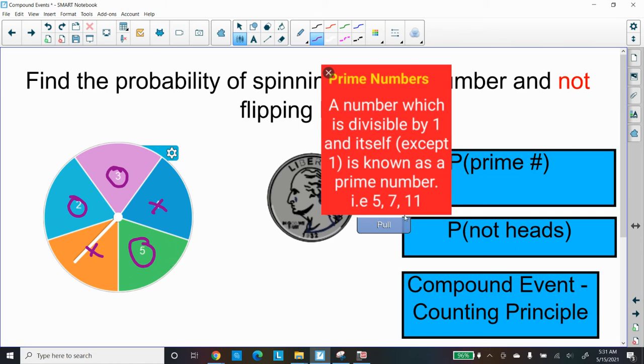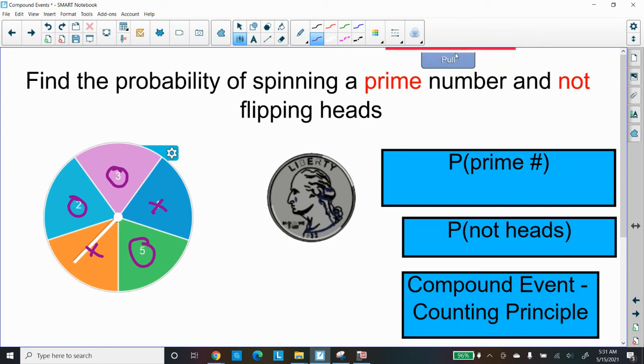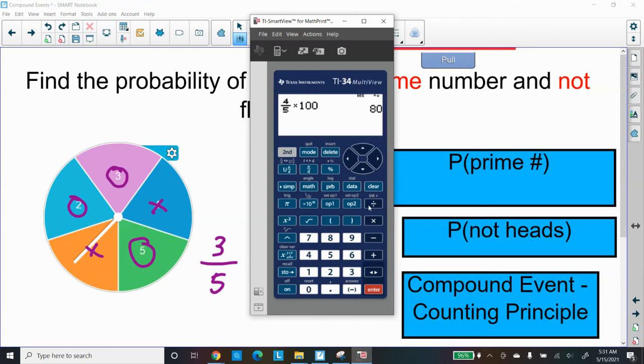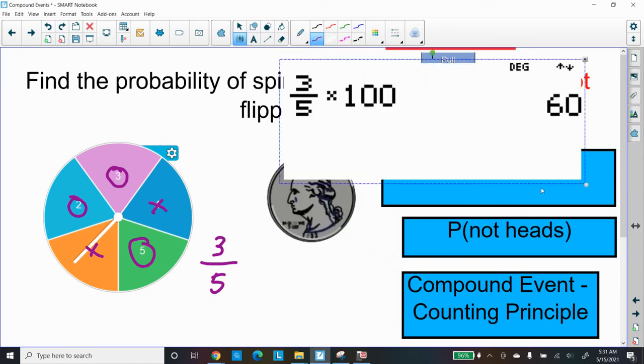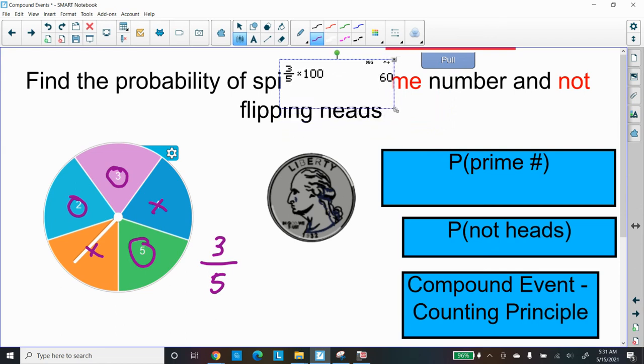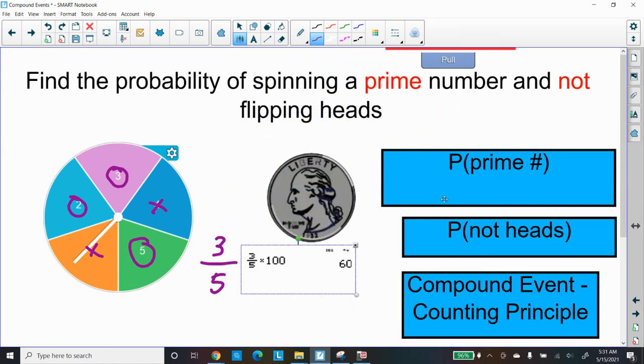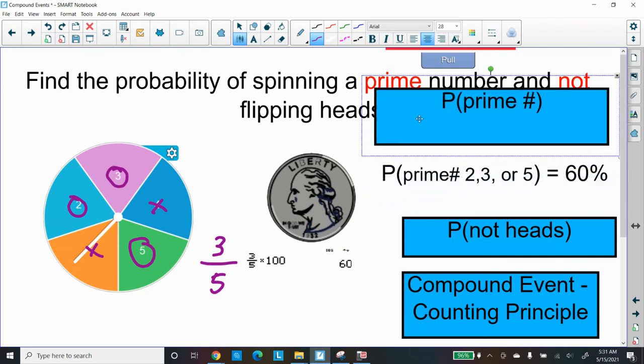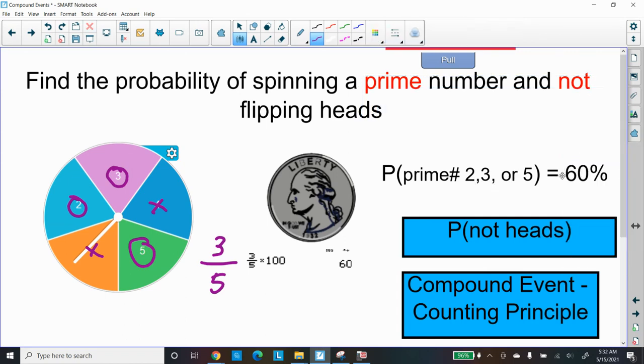So let's put this back. So now that we got our prime numbers, there are a total of 3 prime numbers out of all 5 numbers. And let's get my calculator. Let's clear this. Type 3 fifths. I want to change it to a percentage, multiply by 100, and that gives me 60%. So I have a 60% chance of getting a prime number. So that's good to know. So that means I can get a 2, 3, or 5, and that would give me a 60% chance of getting a prime number. Let's cut that out.